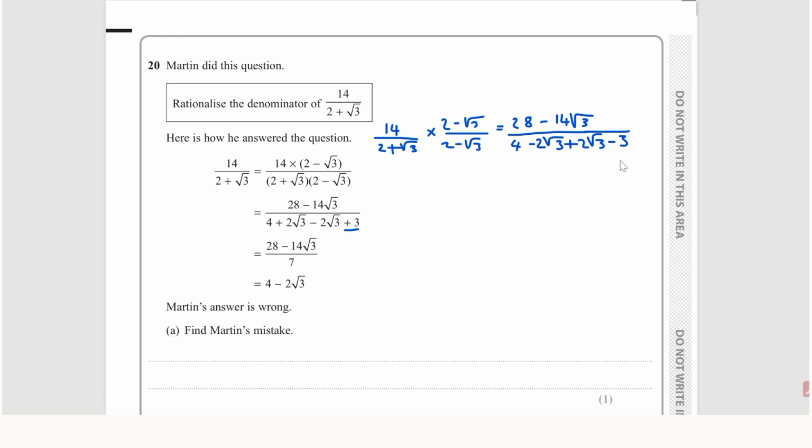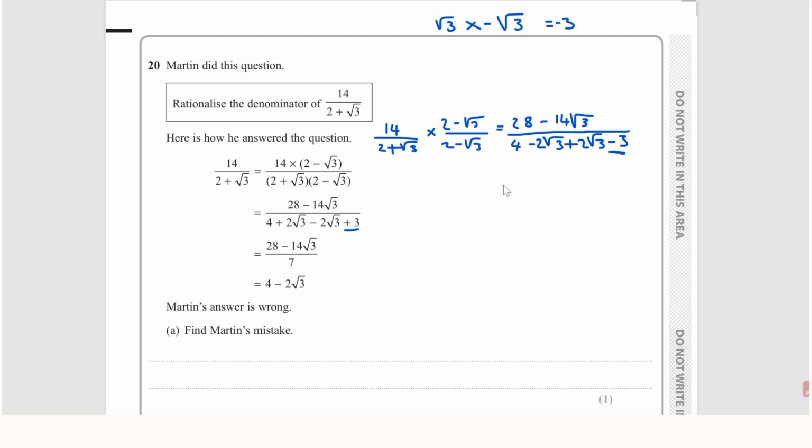So as we can see here, this might be where he went wrong. When we multiply positive root 3 by negative root 3, we're multiplying a surd with the same number inside, so we get rid of the surd. That gives us just 3, and it's a minus. Plus and a minus gives us a minus. He has gone on to add 3, so it looks like that's where the issue lies.